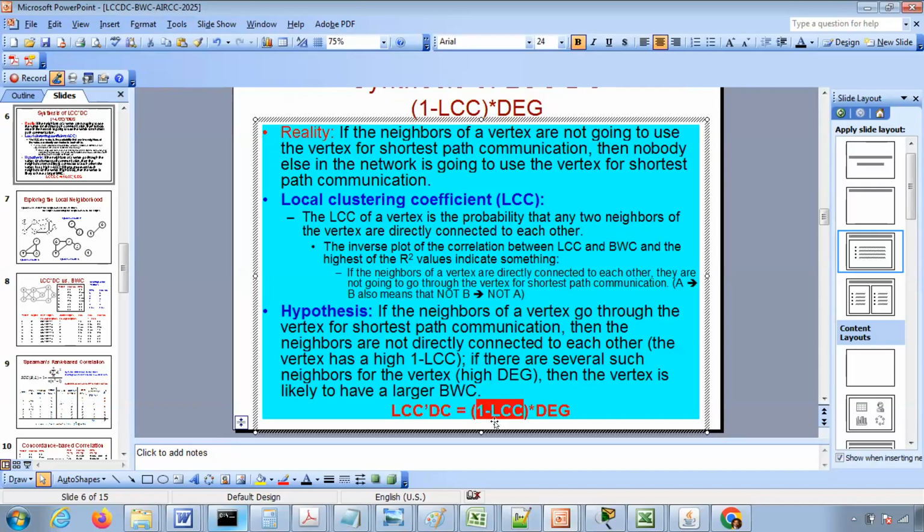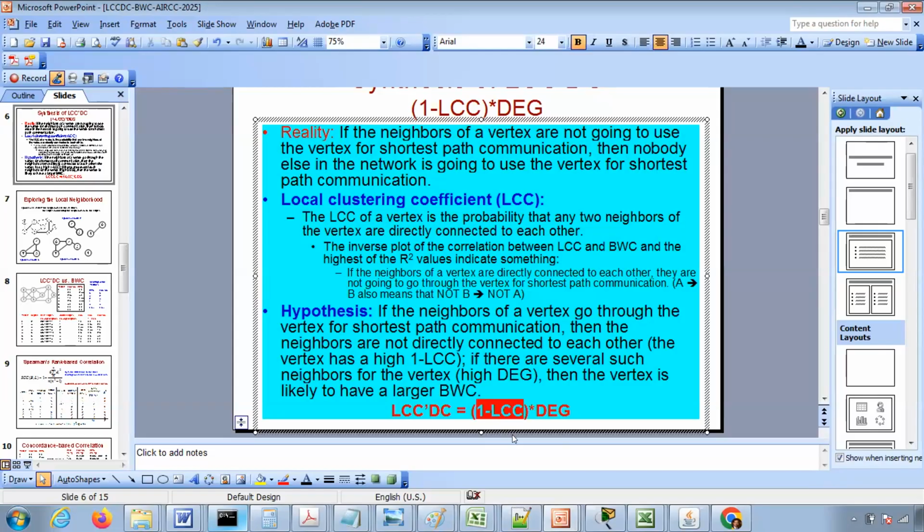So LCC is 0, 1 minus 0 is 1 times the degree. If the degree is larger, that means the node has more neighbors and several of the neighbors are not directly connected to each other. So the larger the 1 minus LCC and the larger the degree, the larger the product is going to be. If a node has more neighbors and those neighbors are not directly connected to each other, that means LCC is low, so 1 minus LCC is going to be high.